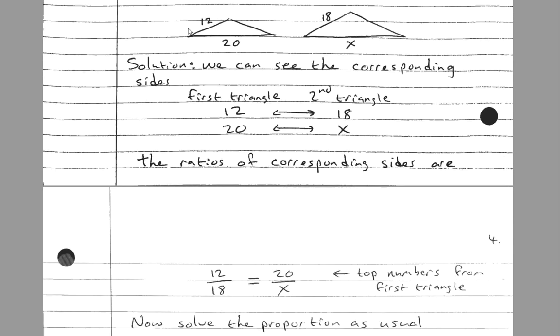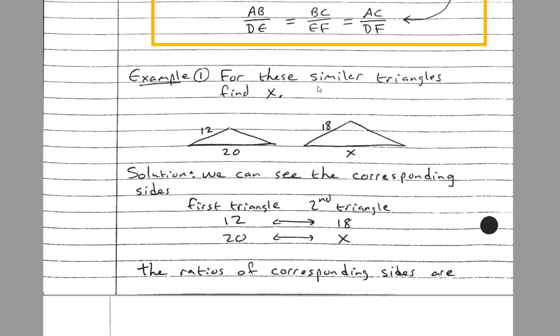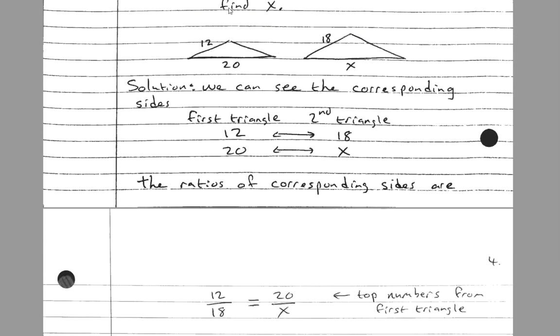Okay, so using this idea, the ratios of corresponding sides: we have these two corresponding sides, 12 over 18, is equal to the ratio of these two corresponding sides, 20 over x.